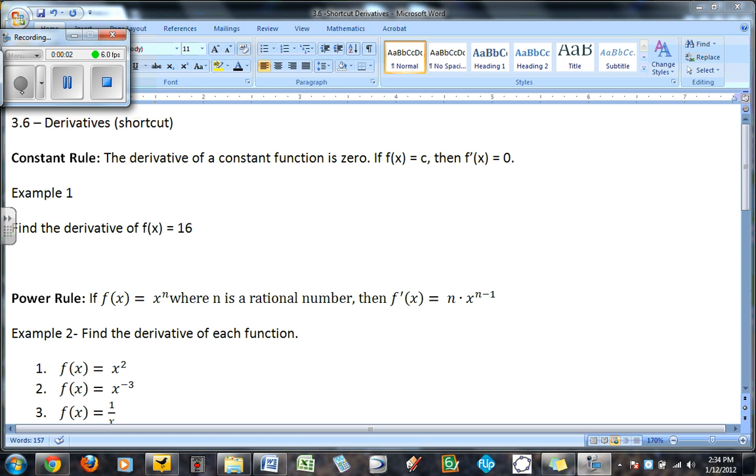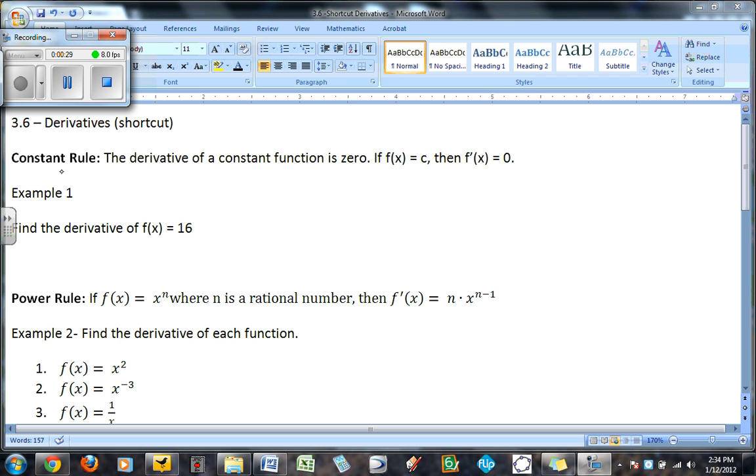Okay, section 3.6. I had you do the definition of derivative in the last section, and it almost seems mean, but I'm going to show you a really easy shortcut in finding derivatives. But showing you the definition of derivative was important. It helps give you a better understanding of what a derivative is, and also it'll give you appreciation for the shortcut as well.